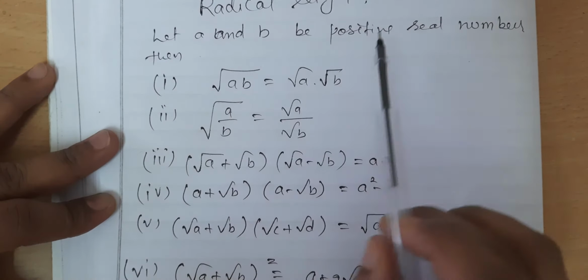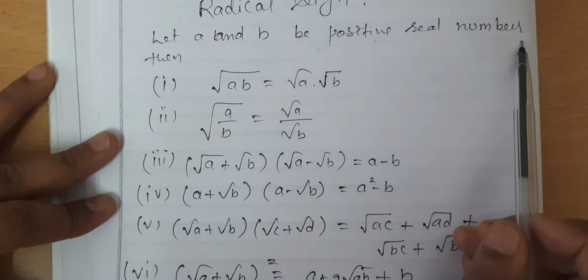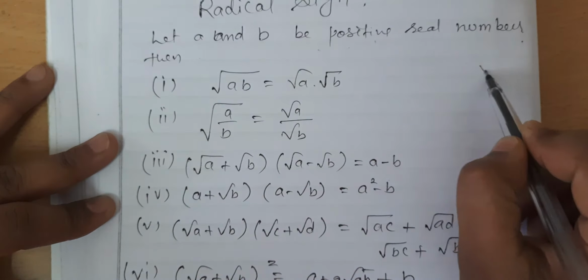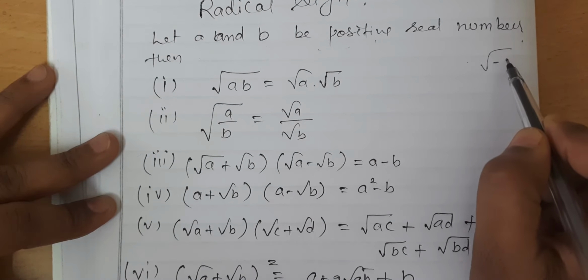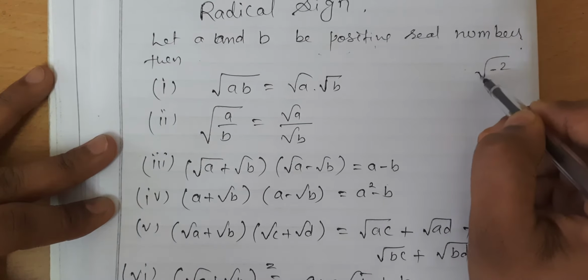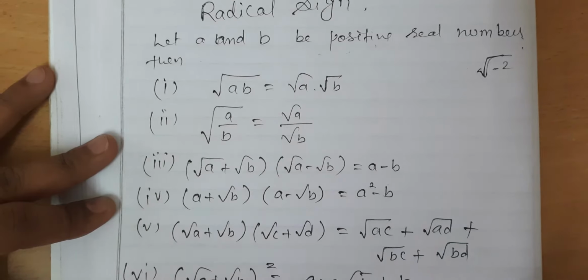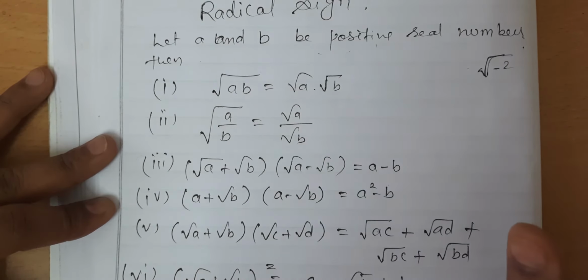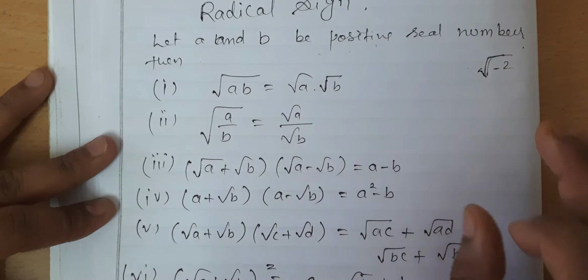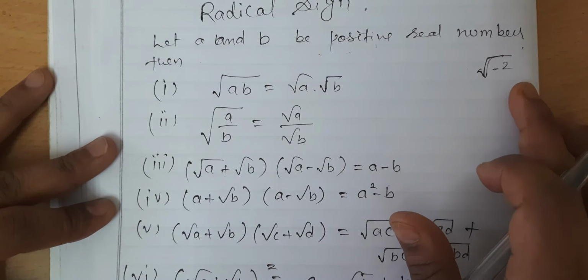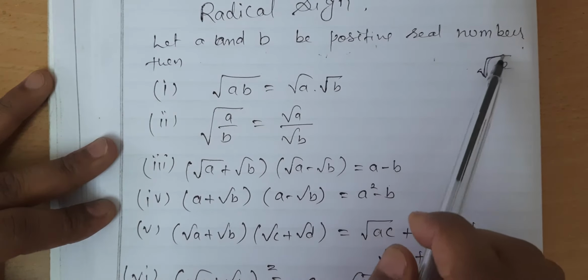Let a and b be positive real numbers. We are only talking about positive real numbers, because within the root, if any number is negative, like root of -2, then this is not a real number. This is imaginary. We will discuss this in higher classes. So you only have to keep one thing in mind: the number within the square root should be a positive number. So here a and b are positive real numbers.